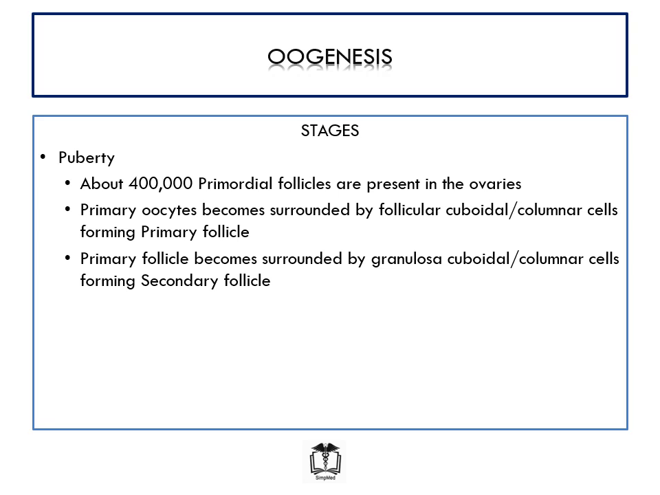So when we start to see the squamous cells that were surrounding the primary oocyte changing to cuboidal cells, we no longer call them primordial follicle. We now start to call them primary follicle. So at puberty, we go from a primordial follicle, which contains a primary oocyte surrounded by simple squamous cells, to a primary follicle, which contains a primary oocyte surrounded by follicular cuboidal and columnar cells. That's very important to remember.